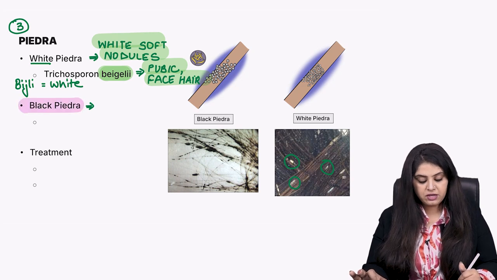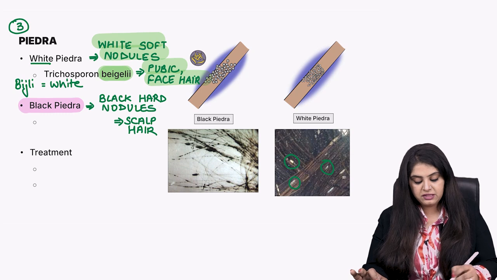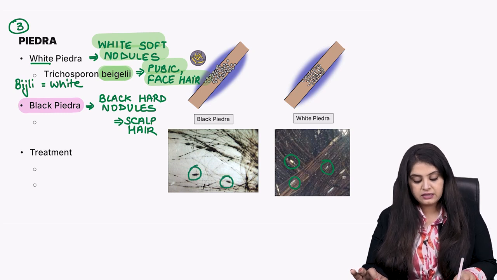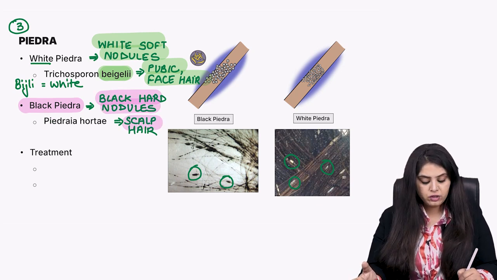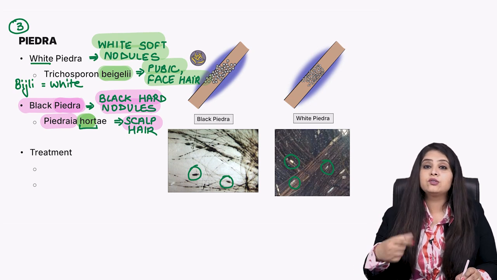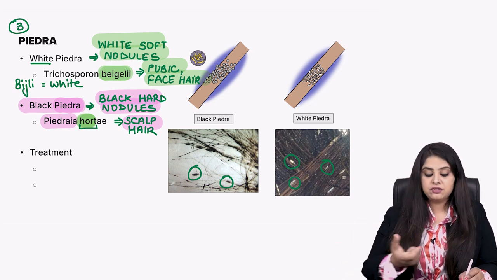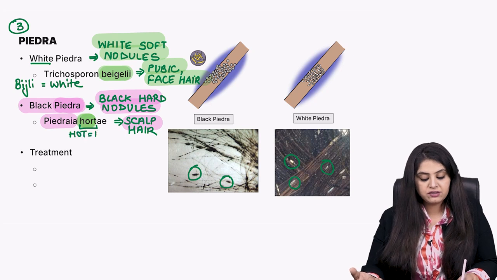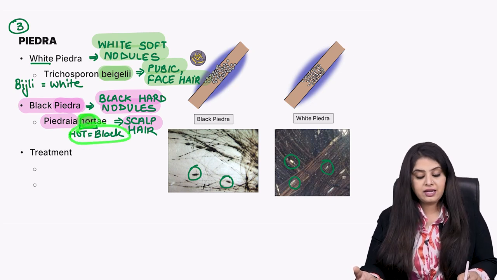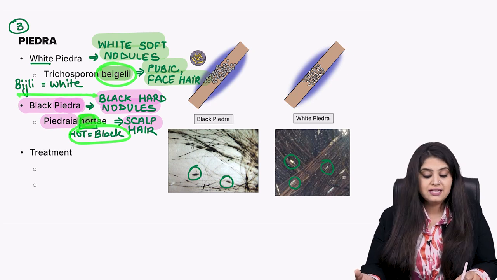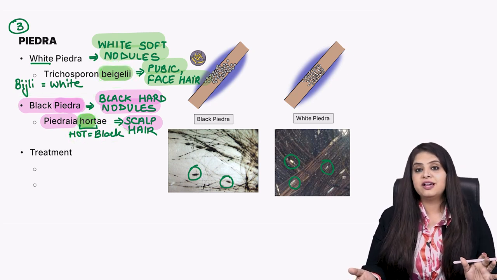Now going on to the black piedra. Of course the black piedra will show you these black nodules, and I can see those present, but they are a little harder, and they are present on the scalp hair. Which organism causes it? It is going to be Piedraia hortae, which is very obvious, because piedra is the name of the disease. And hortae, I told you, wherever something is named hot, it is going to make the pigment come out, so hot will remind me of black. So now the organisms become easy, because Piedraia hortae will cause black piedra, and Trichosporon beigelii or Bijli will cause white piedra. So no one's forgetting the organisms, I'm sure.